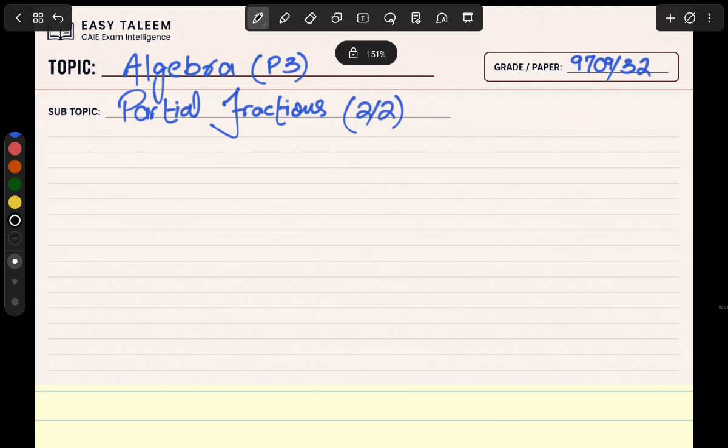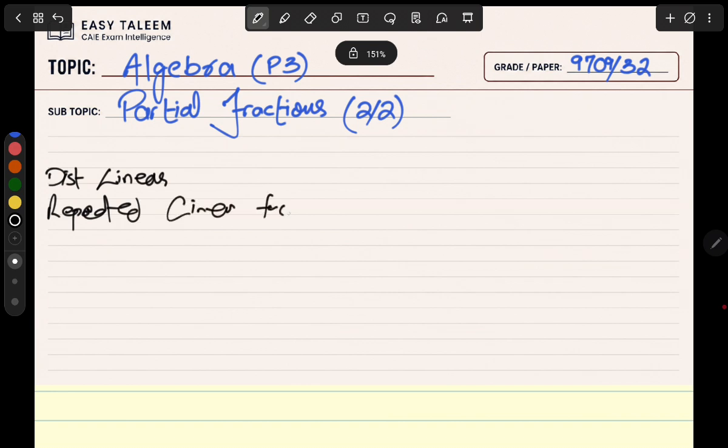Everyone, welcome back to Easy Taleem. In the last lesson, we learned how to split algebraic fractions when the denominator contained distinct linear factors or repeated linear factors. Those were the easy cases, right? Now we are going to change the rules.